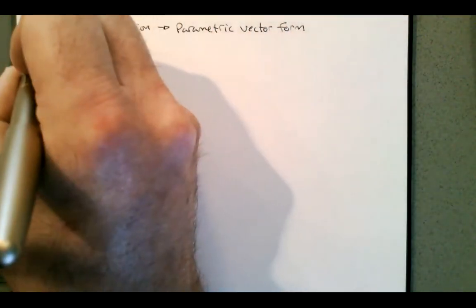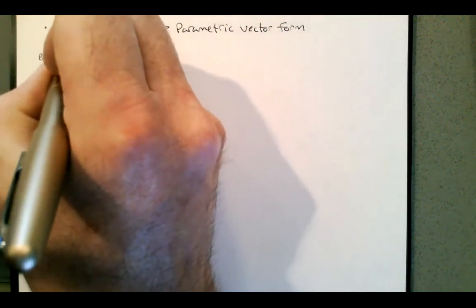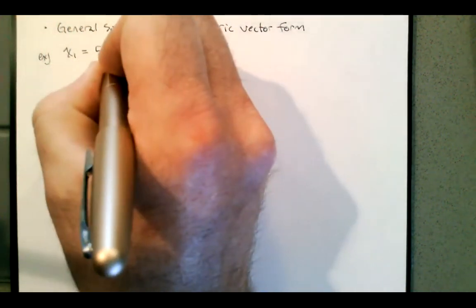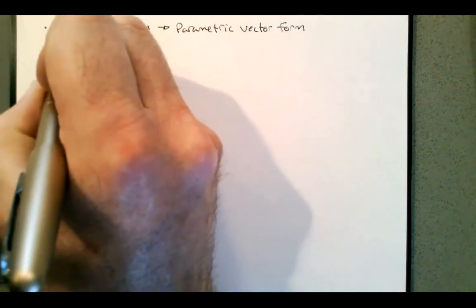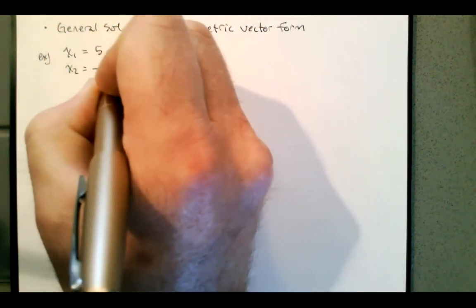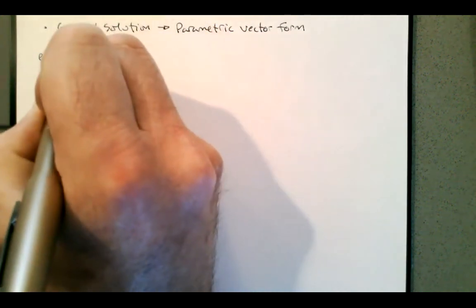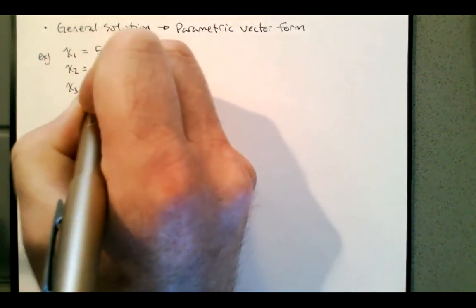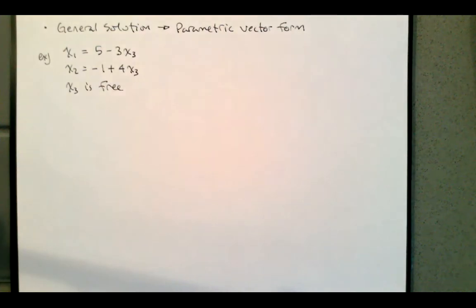So let's suppose that we have a general solution. Let's suppose that x1 is 5 minus 3x3, and x2 is negative 1 plus 4x3, and x3 is free. Remember, in the beginning, we're going to label our free variables as free variables. Notice that when I write my general solution, I just list the variables in order, x1, x2, x3, and so on. There's no reason that the free variables have to be at the bottom, just list them in order.